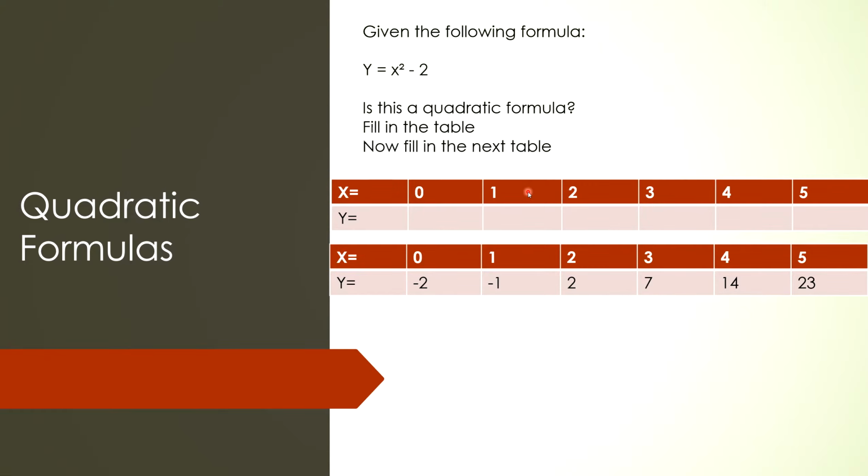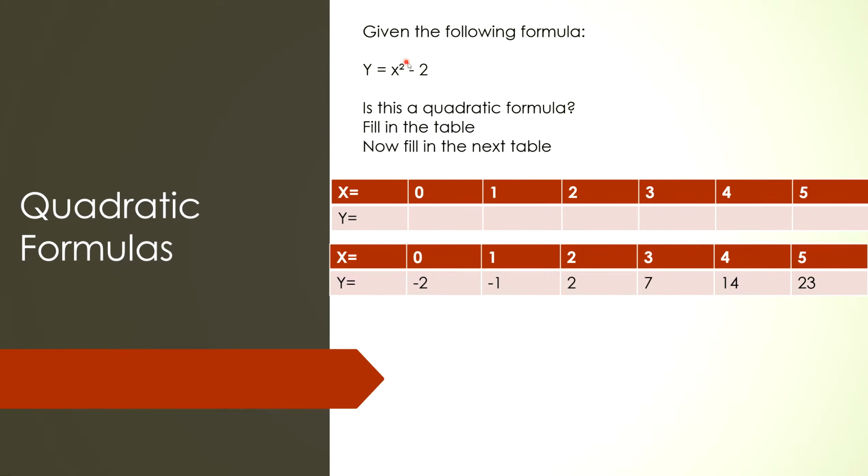Here we go. Given the following formula, x to the power of 2 minus 2. Is this a quadratic formula? It is, since there is a power of 2. That's all that matters. Even if it would say y equals x to the power of 2 minus x, it's still a quadratic formula since there is a ladder with a power of 2 on it. That's all that counts.